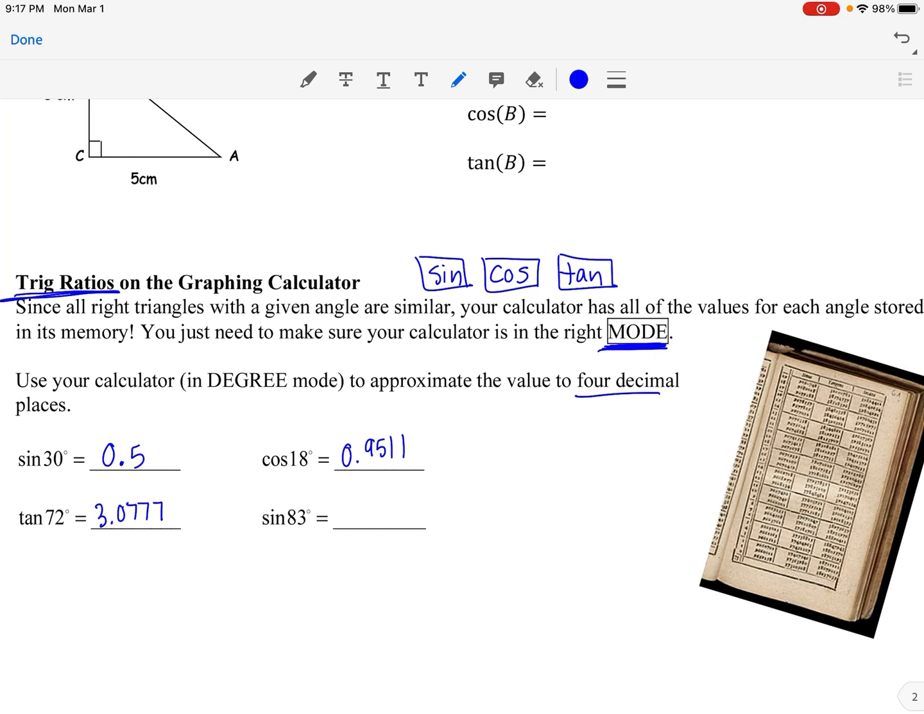And sine of 83.9925. Go ahead and practice that in your calculator. If you're not getting the right numbers and you're not sure why, make sure you ask your teacher about it so they can help you out.